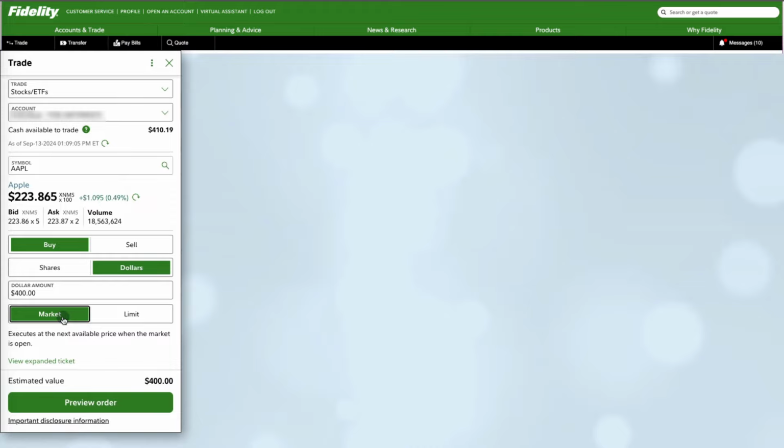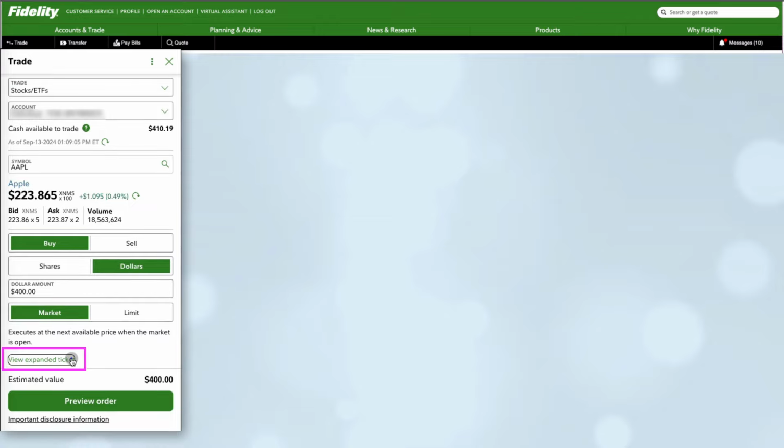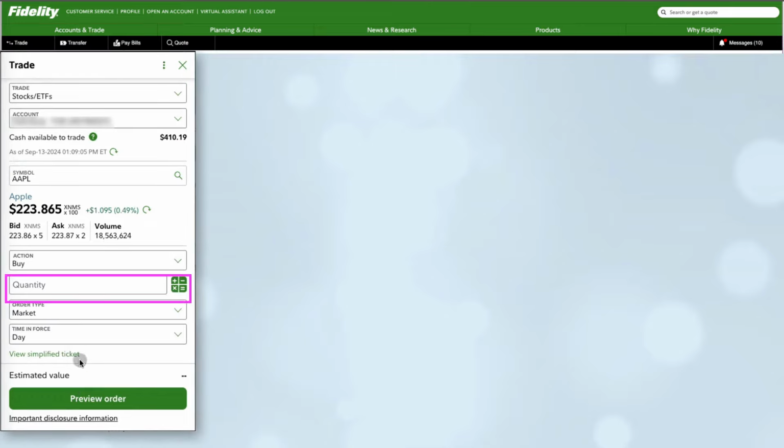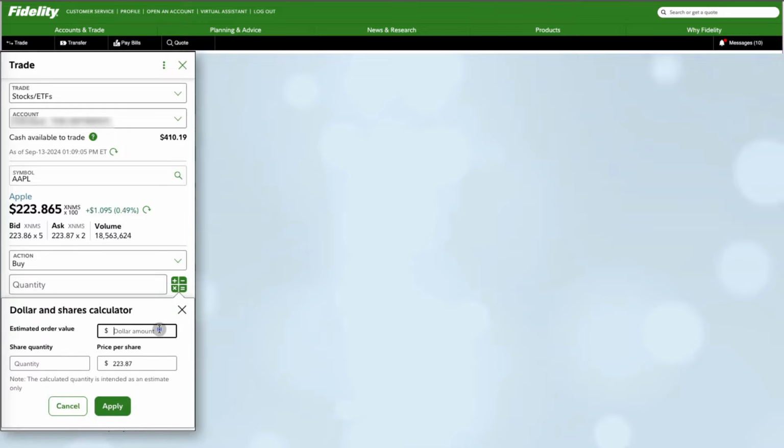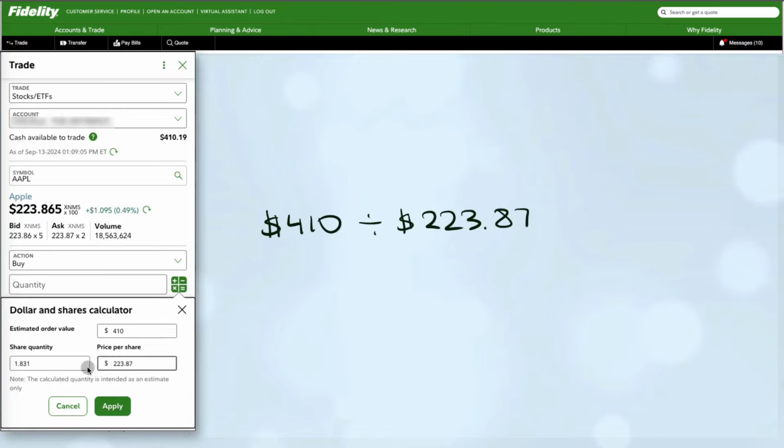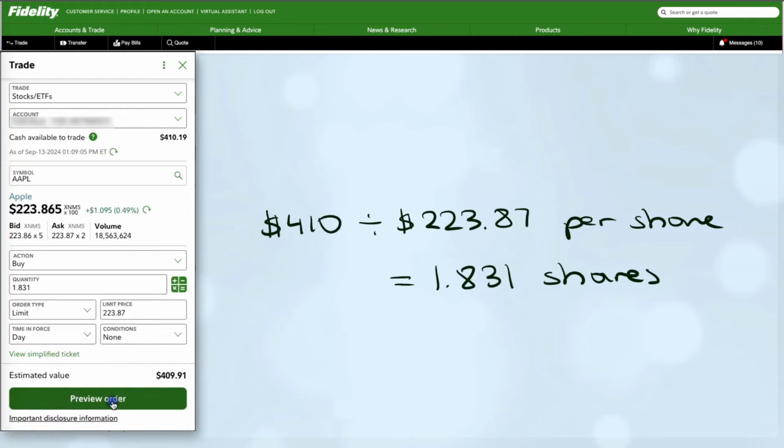Now, if you would like to calculate the exact number of shares you can buy with your available funds, select the View Expanded Ticket option below. A Fidelity calculator will appear, allowing you to enter the amount of money you want to invest. It will then calculate how many shares you can buy. When you click the Apply button, the calculated number of shares will be copied to your quantity box.